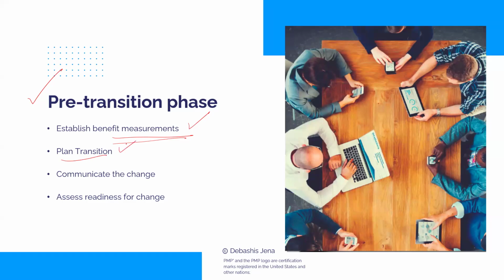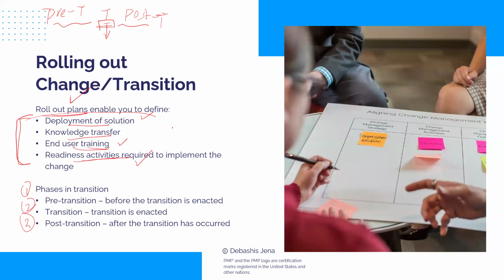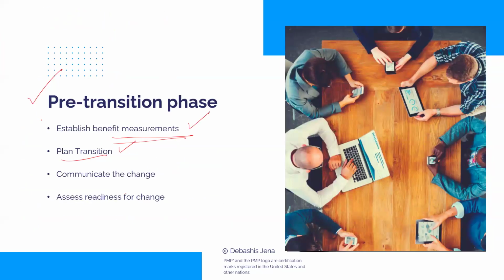Plan transition means prepare the transition plan. We saw these things. Of course, it has to be prepared before the transition. Communicate the change, very important. This communication is really about selling the change. This is not a one-time activity. This has to be done several times so as to ensure that people are looking forward to this system, whatever we are building. They are receptive to the change. So this is very important. And you know what? Not all of this is to be done by the project manager.